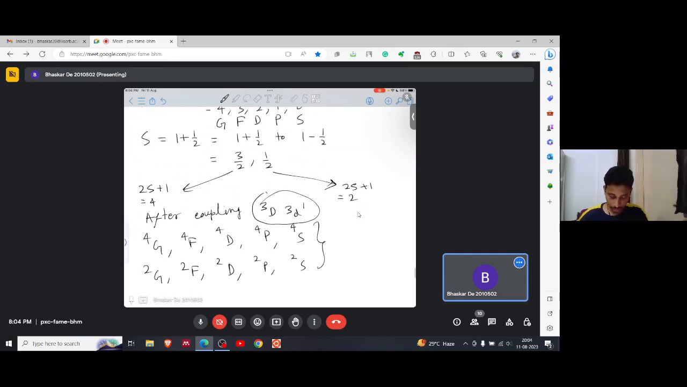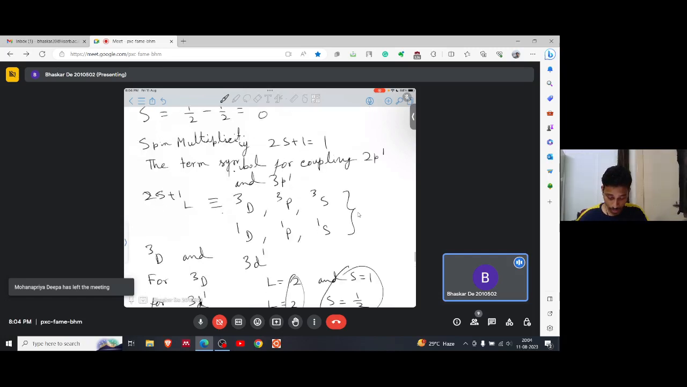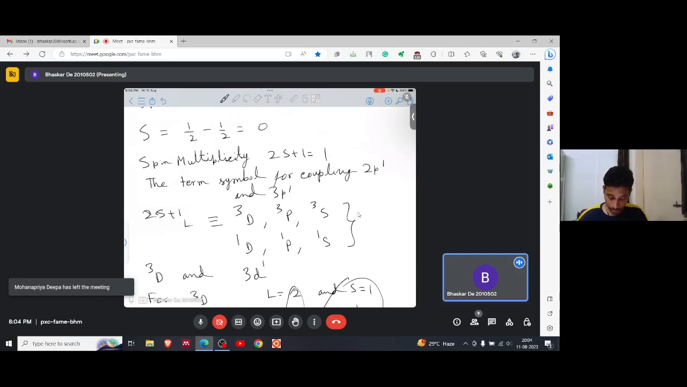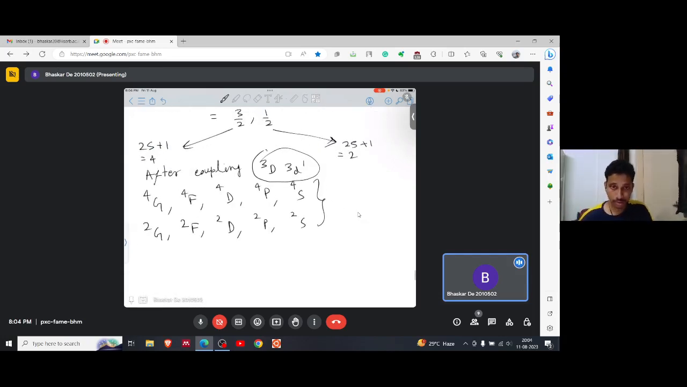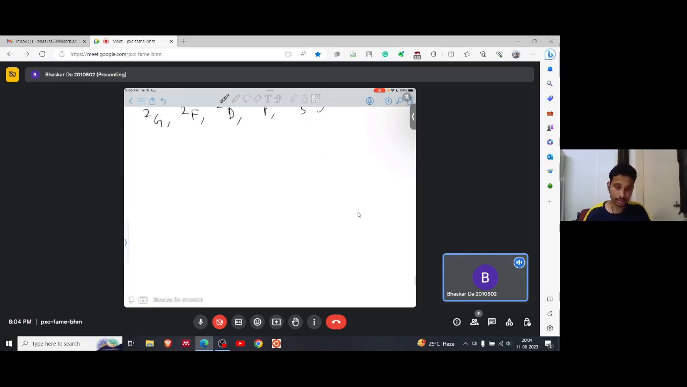get these states. Okay, so similarly we can calculate other couplings like 3P 3D1, 3S 3D1, 1D 3D1, 1P 3D1 and 1S 3D1. So this is how the coupling works in atomic physics, and we get different states. If you remember, in the last session I discussed a problem where there is the ground state, and then one state is suddenly split into two states.